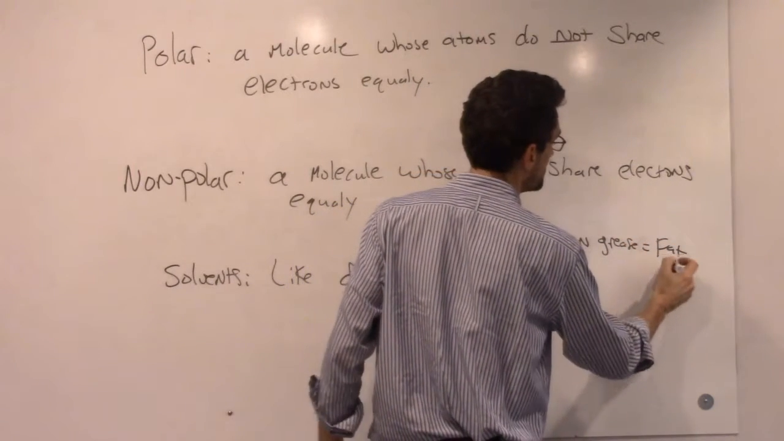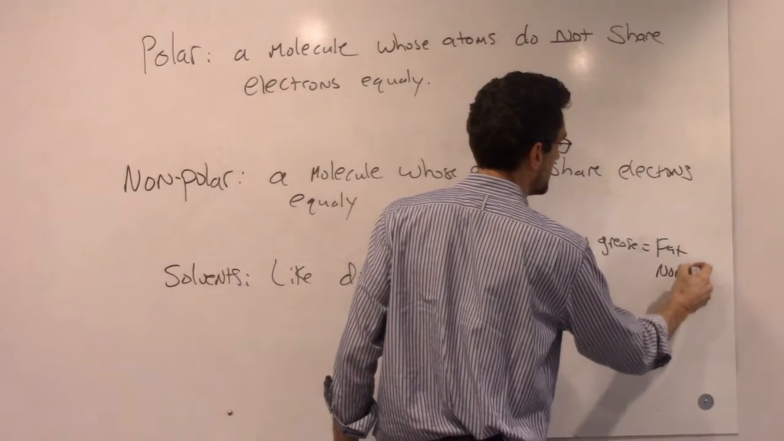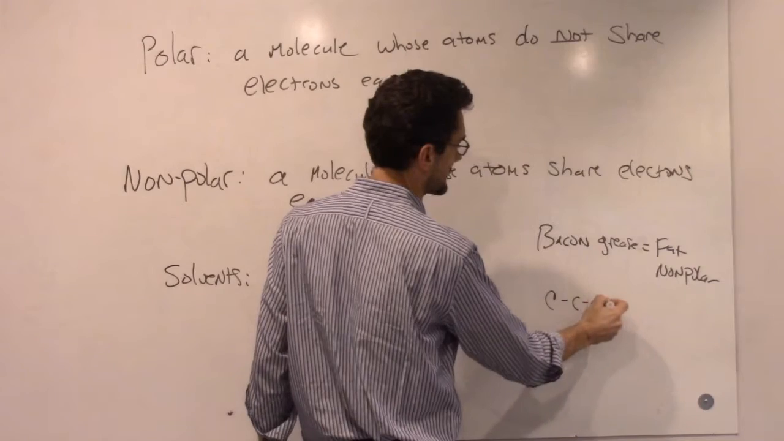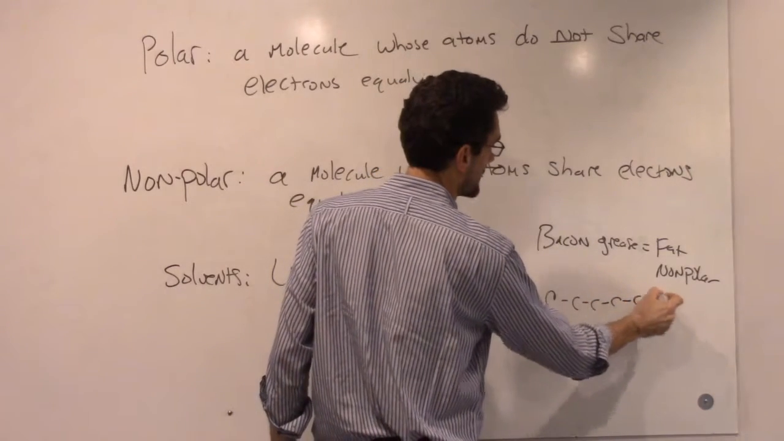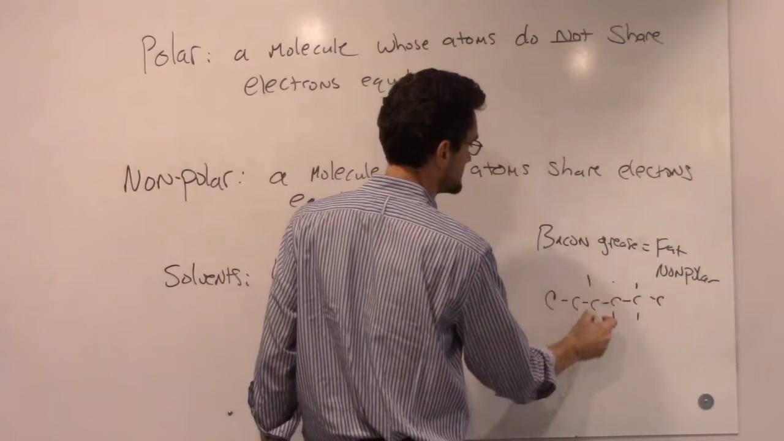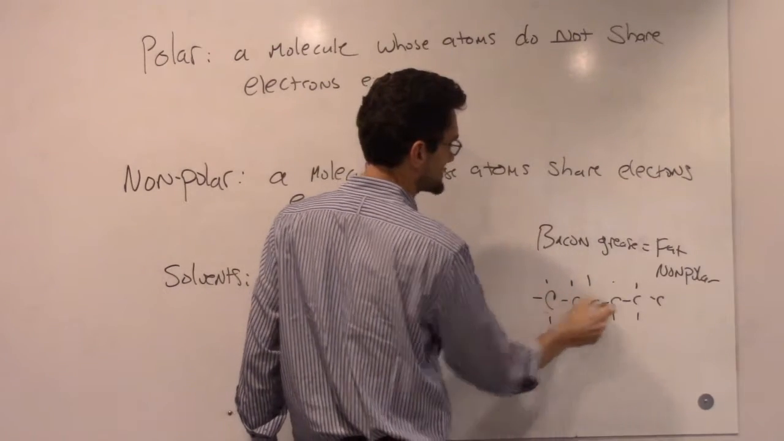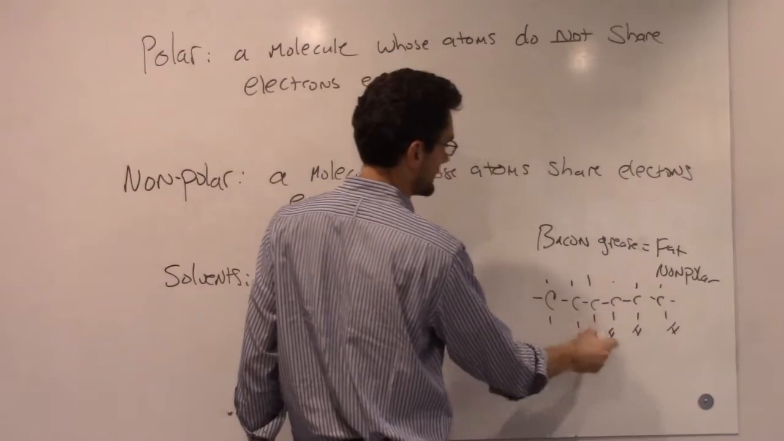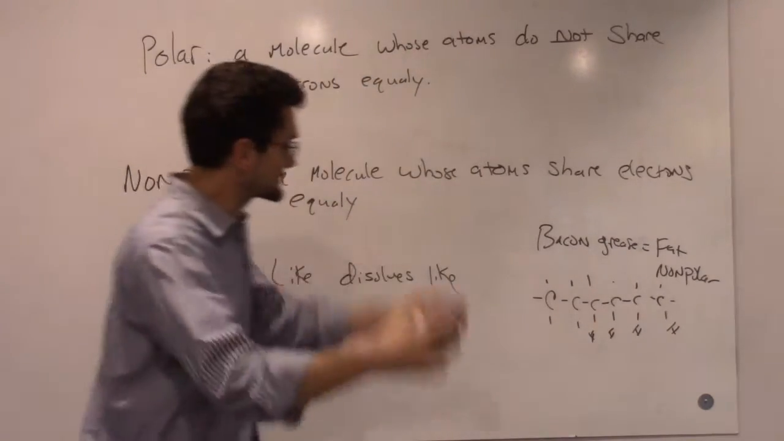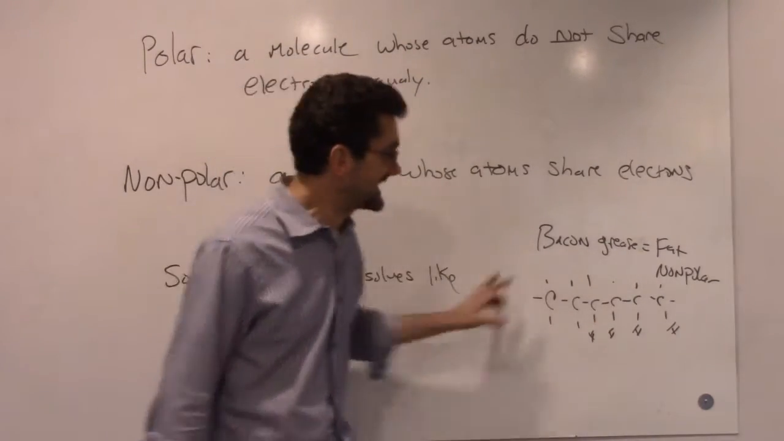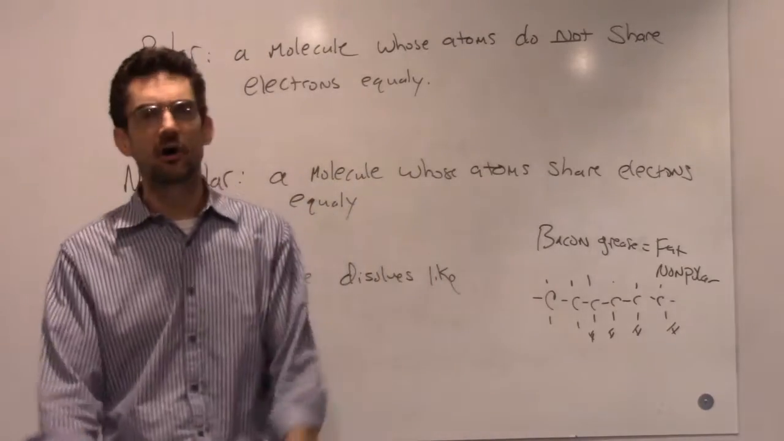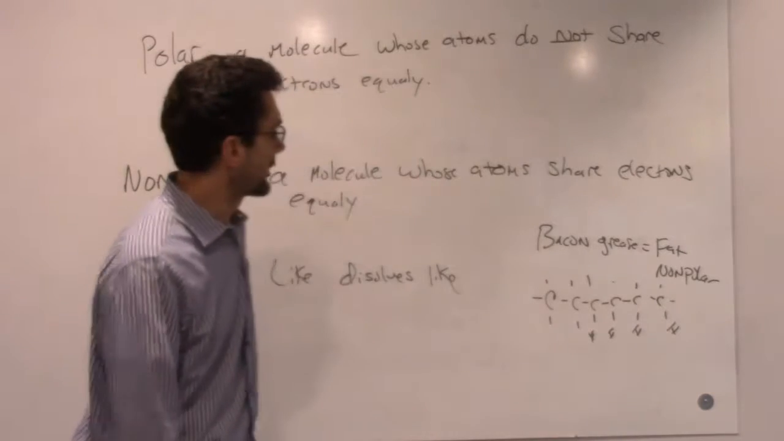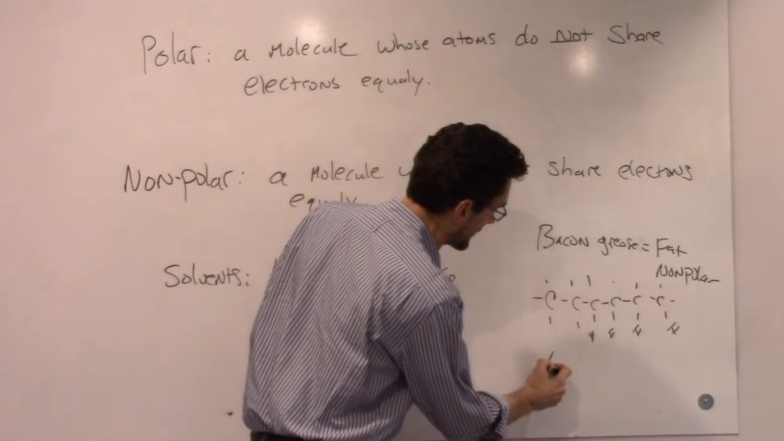Bacon grease is a fat. And fats are non-polar. Basically, all a fat is, is a really long chain of carbons. Around that long chain of carbons, you've got a bunch of hydrogens. All these little things are hydrogens. Really long chain, bunch of hydrogens, nothing polar about it at all. Non-polar.